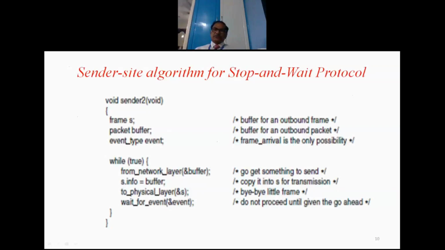Fourth step is wait for the event. The event is nothing but the acknowledgement from the receiver. So the sender is doing these 4 steps; the algorithm has these 4 steps. Wait for the event. If the event is there, meaning the acknowledgement is there, then it is repeated. That is the sender side algorithm for simplest stop and wait.